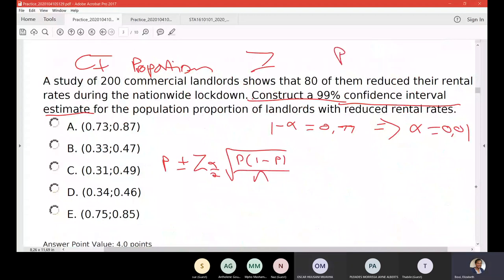Now, remember also, if they didn't give you your sample proportion, they would have given you your x divided by n. The study shows, which is our n, commercial landlords show that 80 of them have reduced their rental. So our x, which is 80, divided by our n of 200 gives us our sample proportion. So what is 80 divided by 200? It's 0.40, plus or minus our critical value.